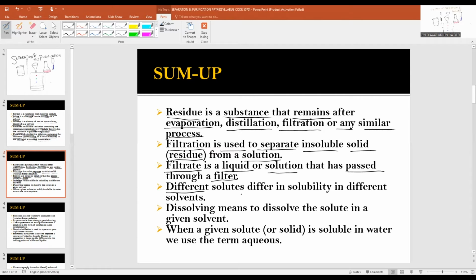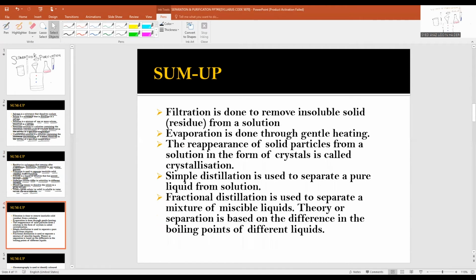Different solutes differ in solubility in different solvents. Dissolving means to dissolve the solute in a given solvent. When a given solute or solid is soluble in water, we use the term aqueous. Filtration is done to remove insoluble solid, that is residue, from a solution.